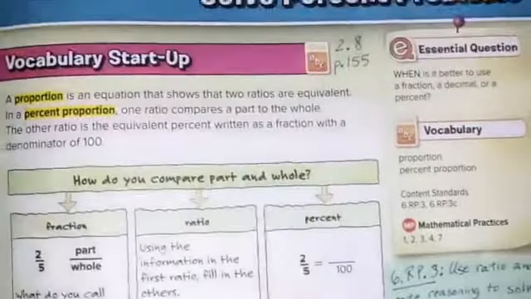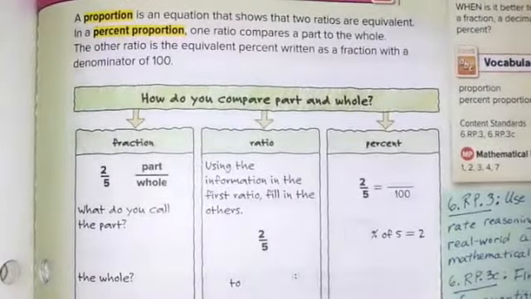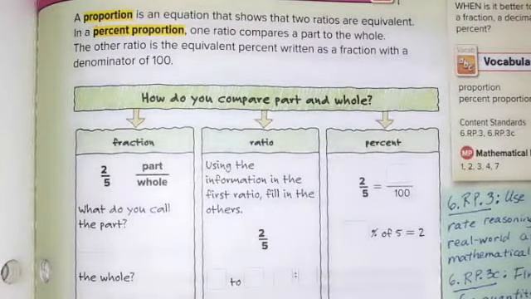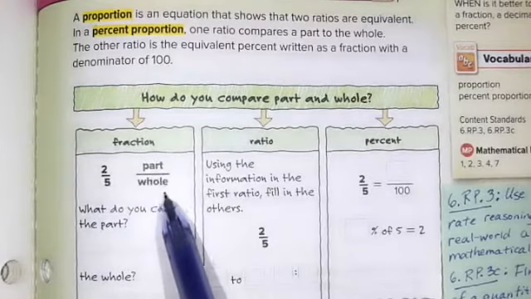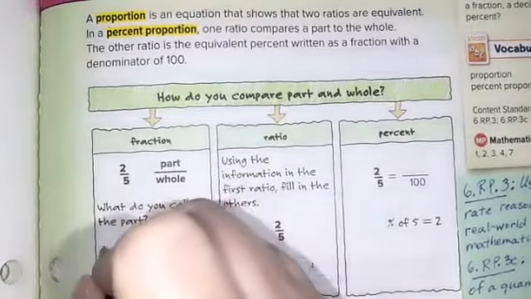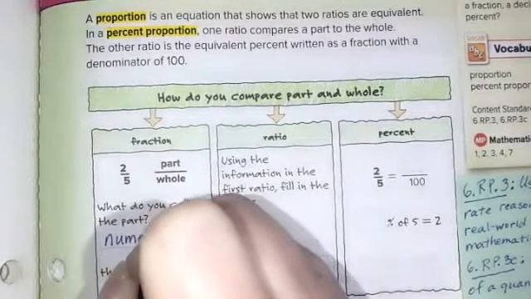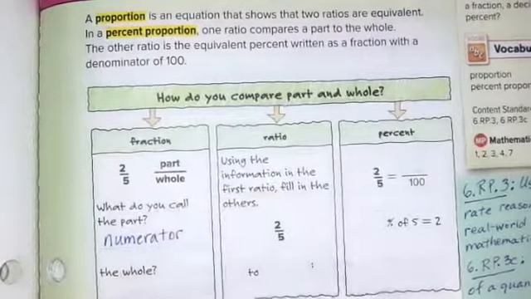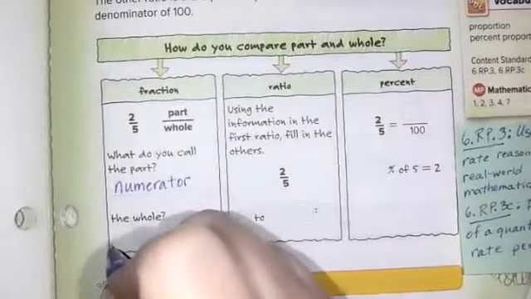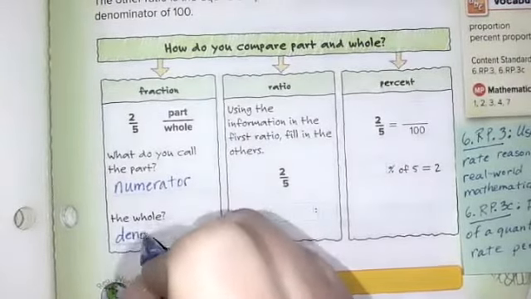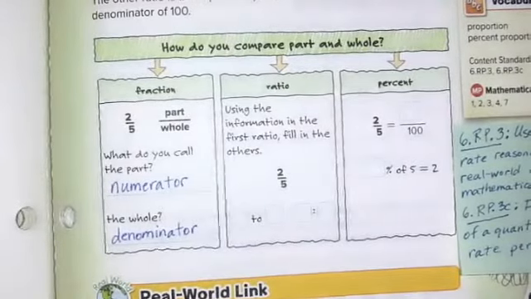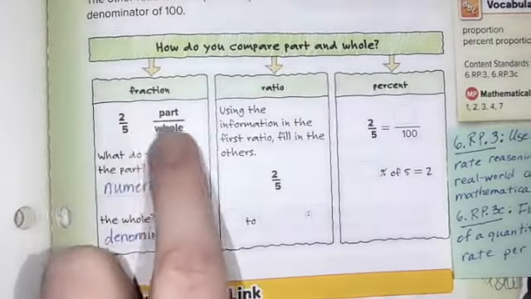All right, so when we're comparing parts and wholes, we'll look at three different types. We're looking at fractions, ratios, and percents. When we're looking at a fraction, it's always a part to a whole. The part is always going to go in the numerator of the fraction. And the whole is always going to go in the denominator of the fraction. All right, so that's a fraction, part over whole.